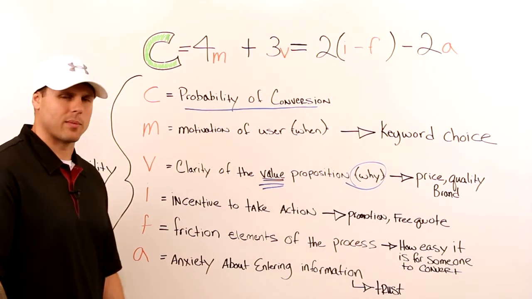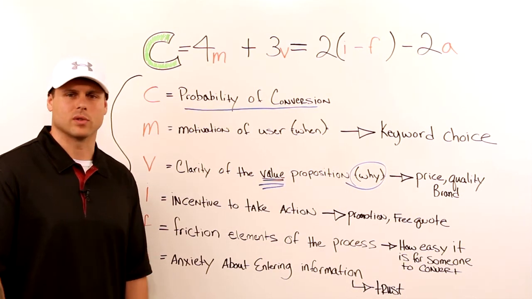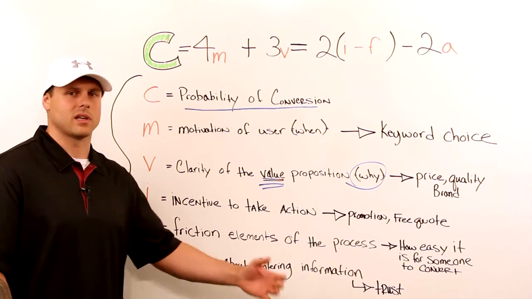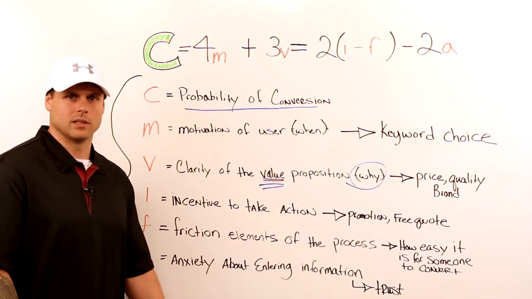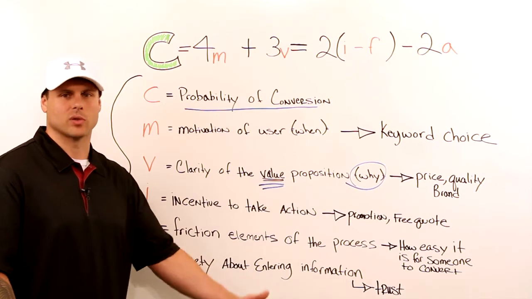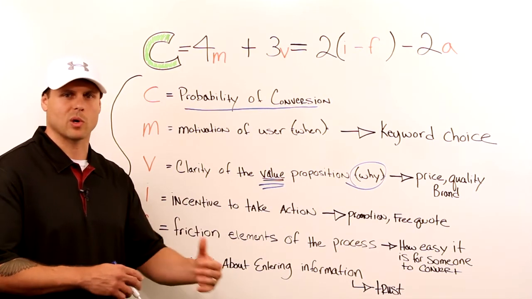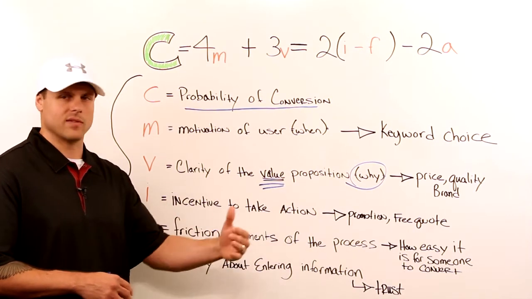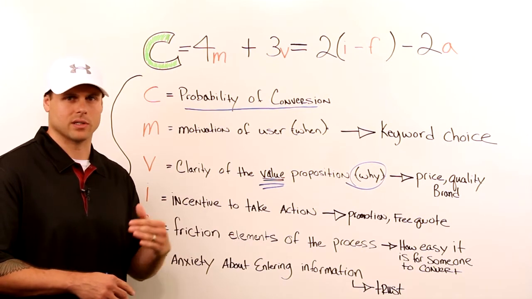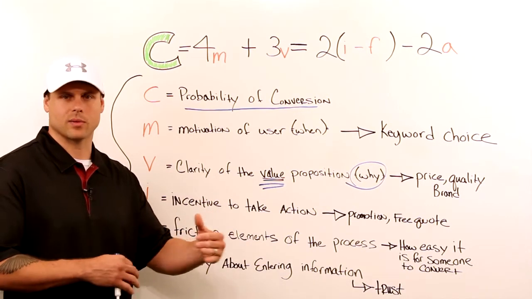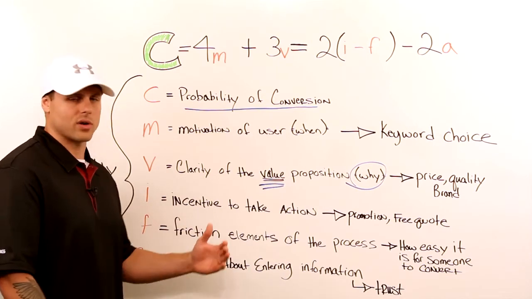Friction elements of the process. How easy or hard is it for somebody to actually complete the conversion, fill out a form, enter their information? How many steps are involved? Are there too many fields, too many required fields for somebody to actually give you their phone number and enter their email address and call you back? Is it 10 steps? Is it 3 steps? Is it 5 steps? The shorter is actually better.